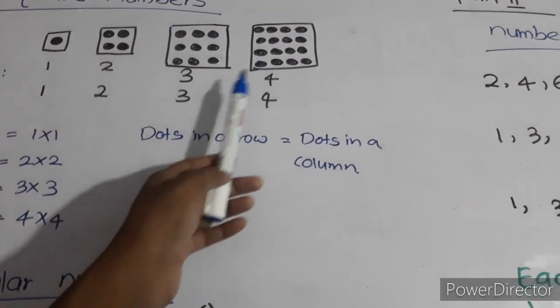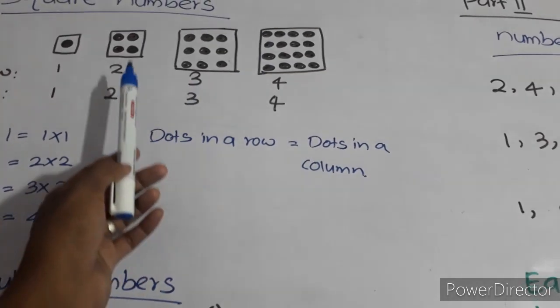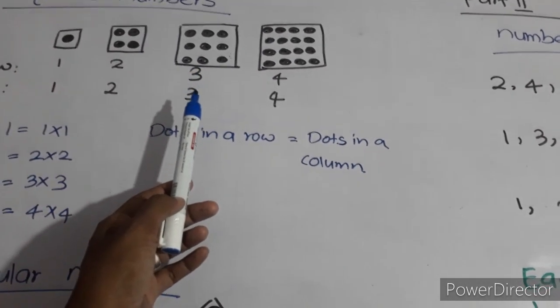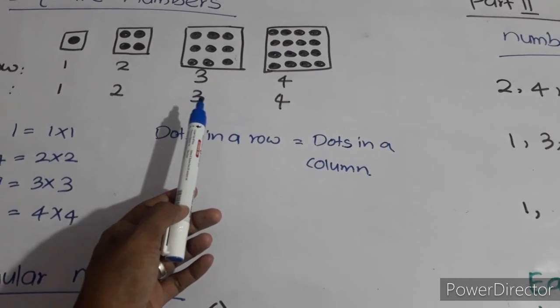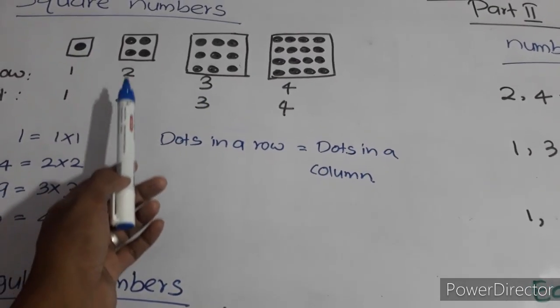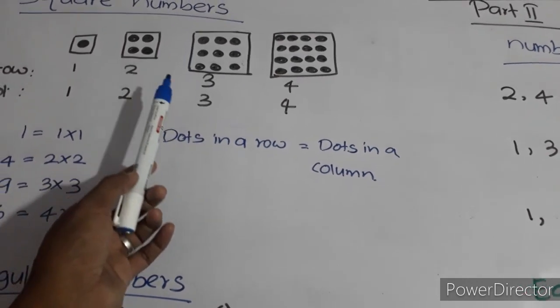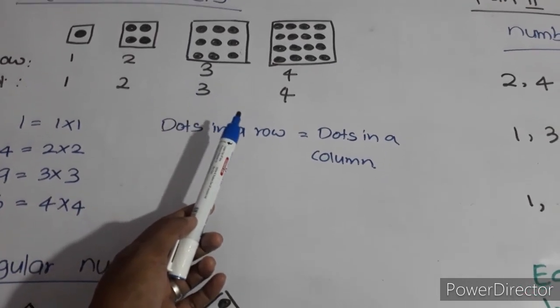The numbers like this, we can represent as a square. You know in a square, the length and the width are equal. That's the square. So if we can represent a number by a square, we call it a square number.